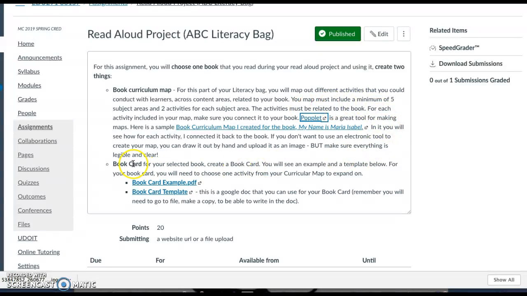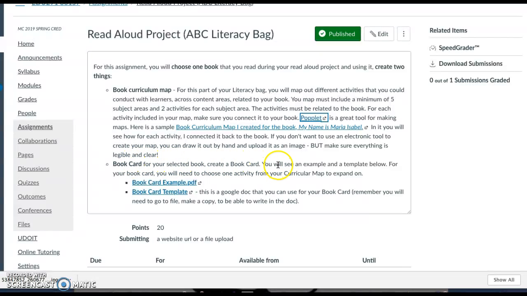The next piece is a book card. Okay, so the book card is kind of like a really in-depth lesson plan, if you will, based off the book. So you have now created your Popplet or your curriculum map that has been based off of the book. You've got 5 subject areas with 2 activities for each subject area. Now you're going to pick your favorite activity from the curriculum map. So say you have an awesome science activity that's directly tied to the book, and out of all of them, it's your favorite. Choose that. So that activity is going to then be put into a book card.